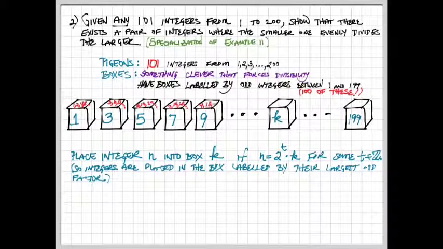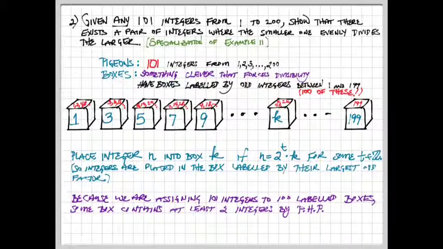In the box that contains 3, you'll have 3, 6, 12, 24, and in particular in the box that contains k, whatever the odd integer k is, you'll have k, 2k, 4k, 8k, 16k, until you get to a number that is just less than 200. The good news is we're assigning 101 integers to 100 different boxes, so there must be a box that contains at least 2 integers by the simplified form of the pigeonhole principle.